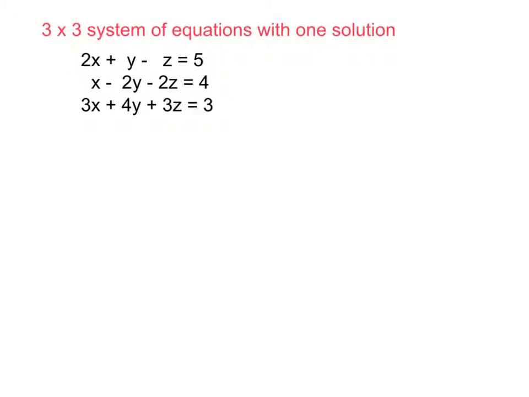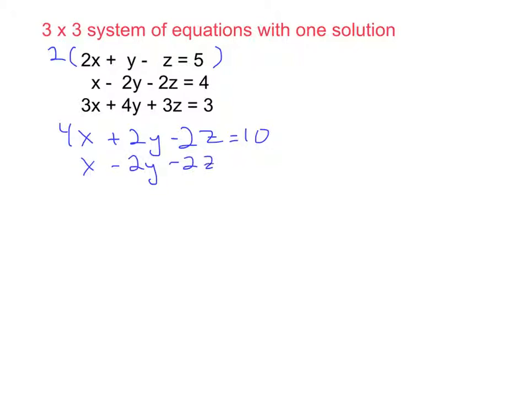Okay, so if I look at the first two equations, I can eliminate the y's by turning this 1y into a positive 2y, because I already have a negative 2y. The way I'm going to do that is multiply just the first equation by a positive 2. When I distribute that amongst everything in the top equation, I get 4x plus 2y minus 2z equals 10. Now my second equation did not change, so I'm just going to rewrite it down here. So minus 2z equals 4. The second equation, notice, did not change.